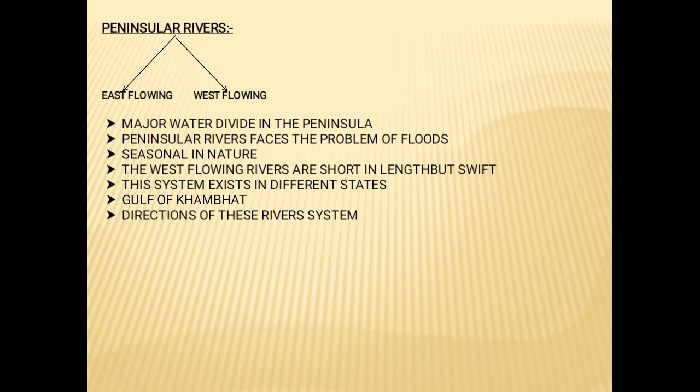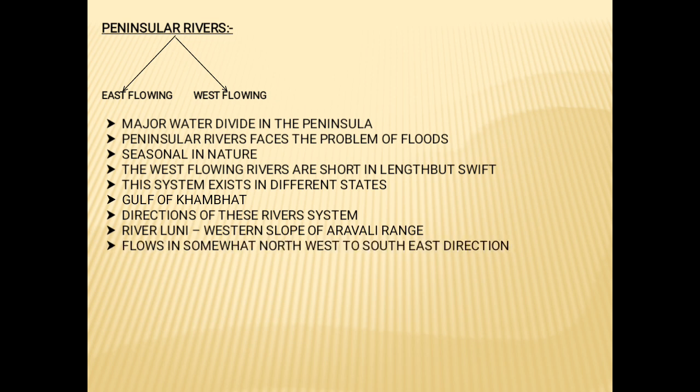Tapi and Narmada flow slowly through rift valleys. Mahi river flows from northeast to southwest direction, whereas river Sabarmati, collecting its headwaters from the southern slopes of Aravalli ranges, flows in a somewhat north-south direction. Another noteworthy river forming the catchment of Arabian Sea is river Luni. It originates along the western slopes of Aravalli range, flows in a somewhat northwest to southeast direction and flows into the Gulf of Kutch.